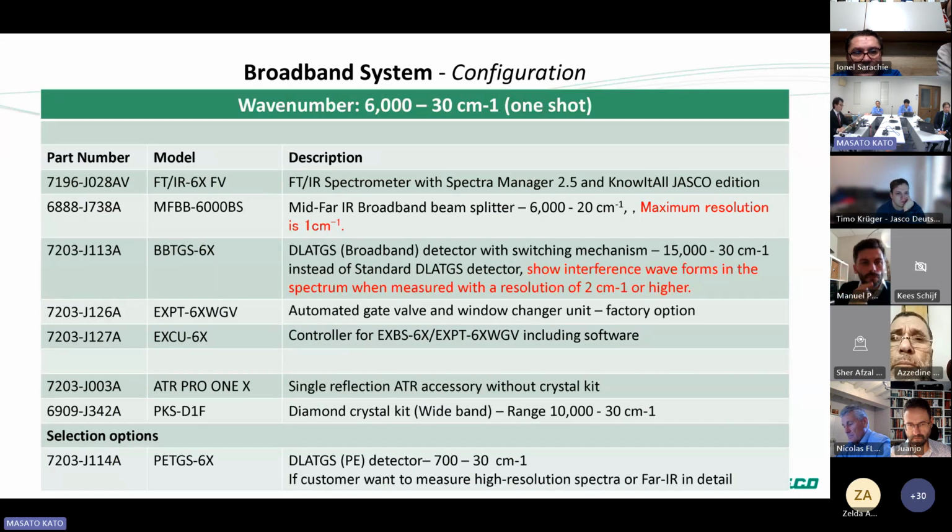Broadband system configurations. By using a diode laser, silicon beam splitter, and automated gate valve and window changer unit, a broadband system with low maintenance requirements can be achieved. If the customer only needs to take a wide range of spectra at a time with a resolution of 4, you can use the BBTGS 6 alone. If the customer wants to measure high resolution spectra or the far-IR region in detail, we recommend adding a polyethylene window TGS. As an accessory, we recommend adding an ATR with PKS-DNF, which can be used for both solid and liquid samples regardless of the measurement wave number.